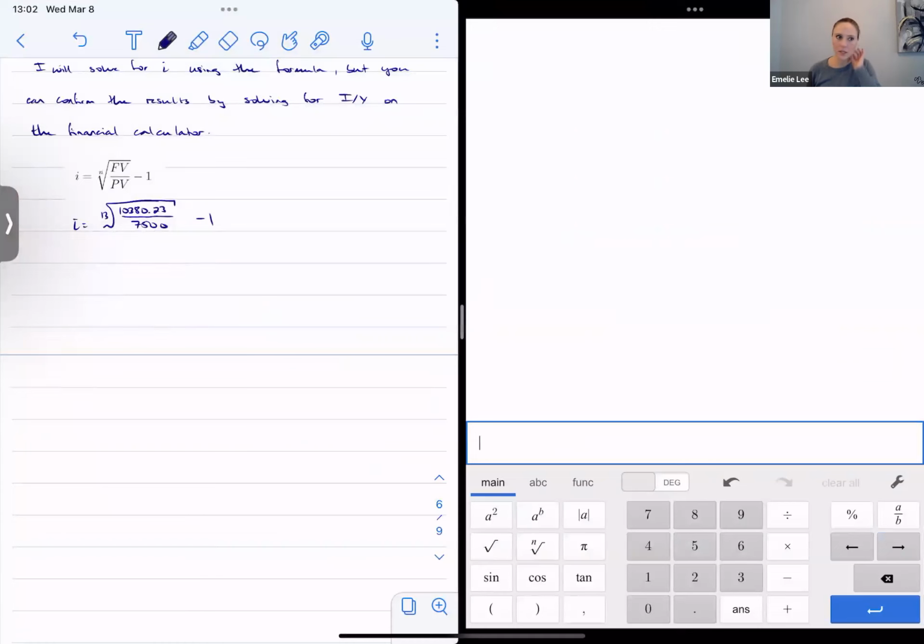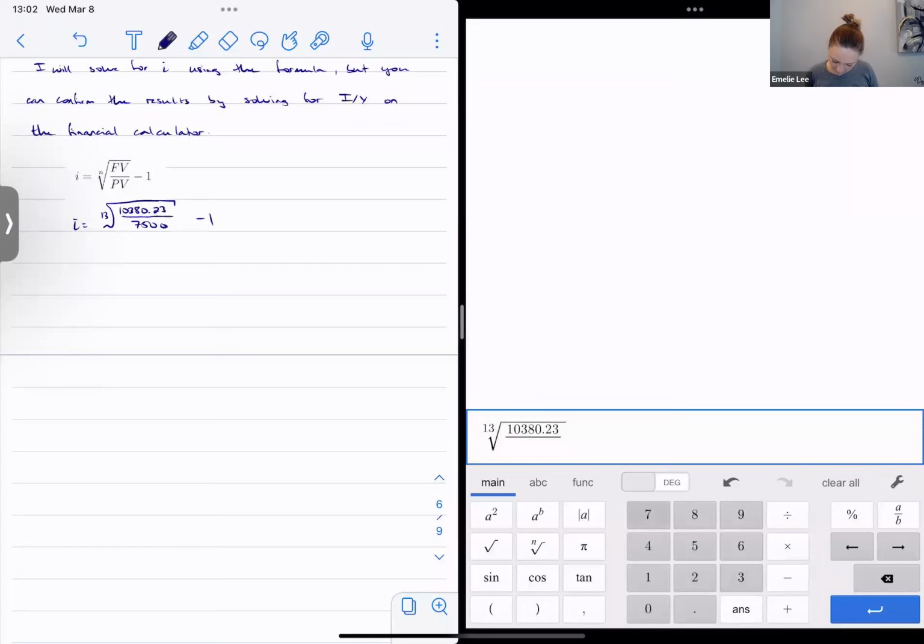So what I'm going to do is I'm going to take the 13th root, and notice that this calculator has the 13th root, or you can tell it which root. So you use the N root symbol, and then you're able to put the 13 in there. And I want 10,380 and 23 cents divided by 7,500. Notice that it's 1.0253. That's not what our rates look like, right? And so that's why we need to subtract 1.